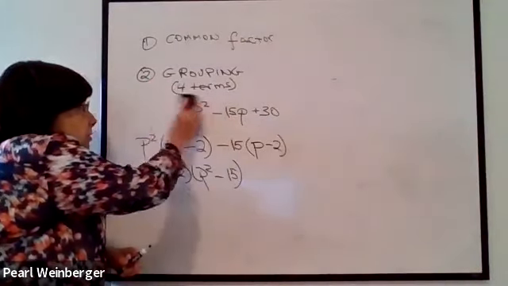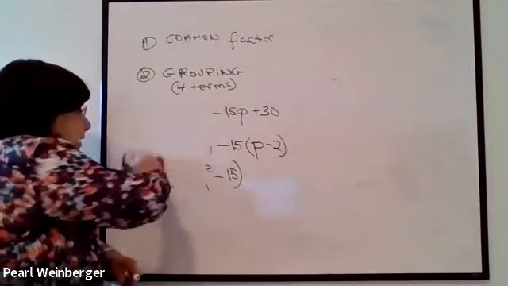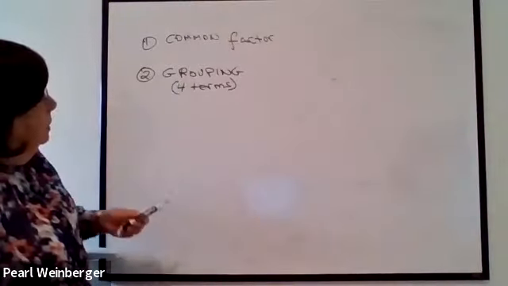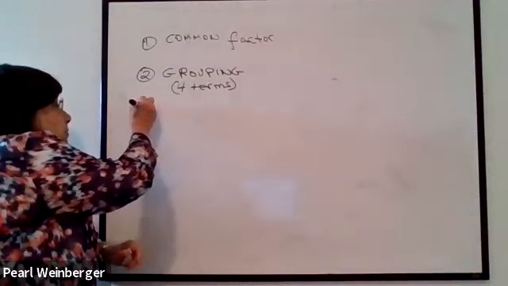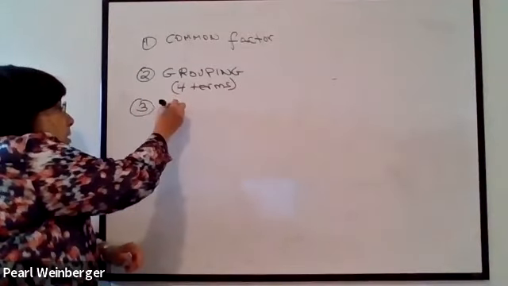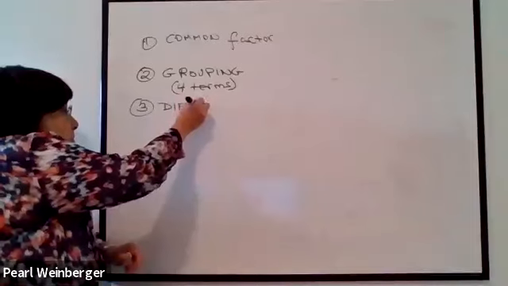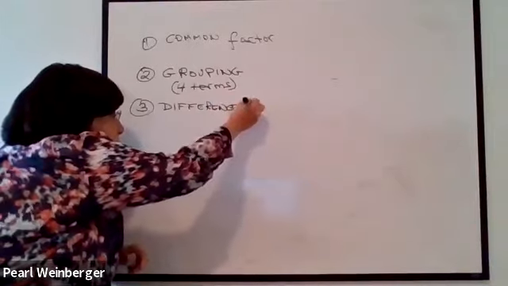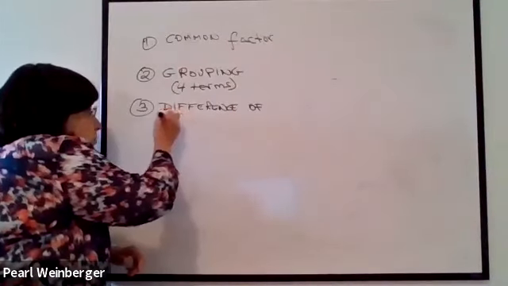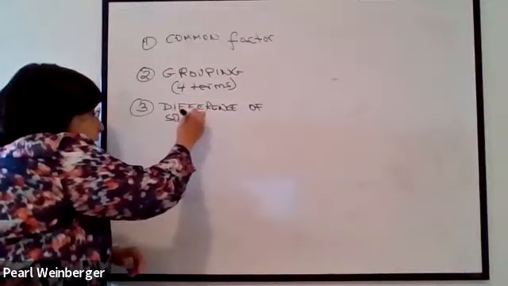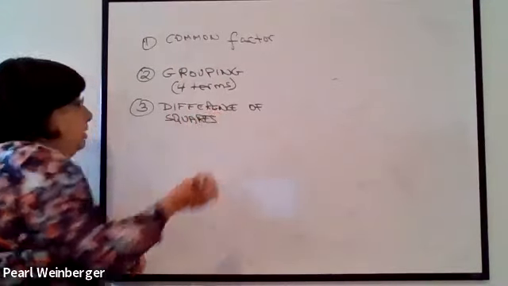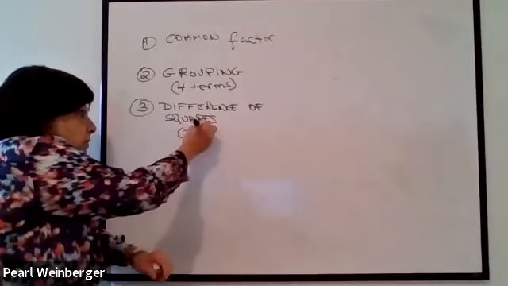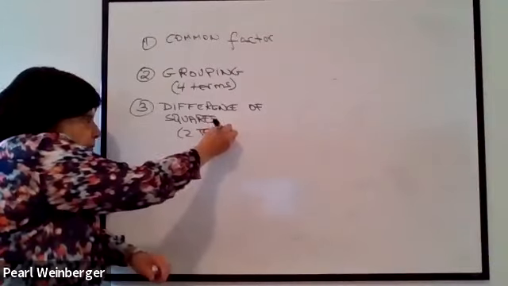So now I want to do another type of factoring. This type of factoring is called finding the difference of squares. You're going to have a binomial. In other words, there's going to be only 2 terms in these types of examples.